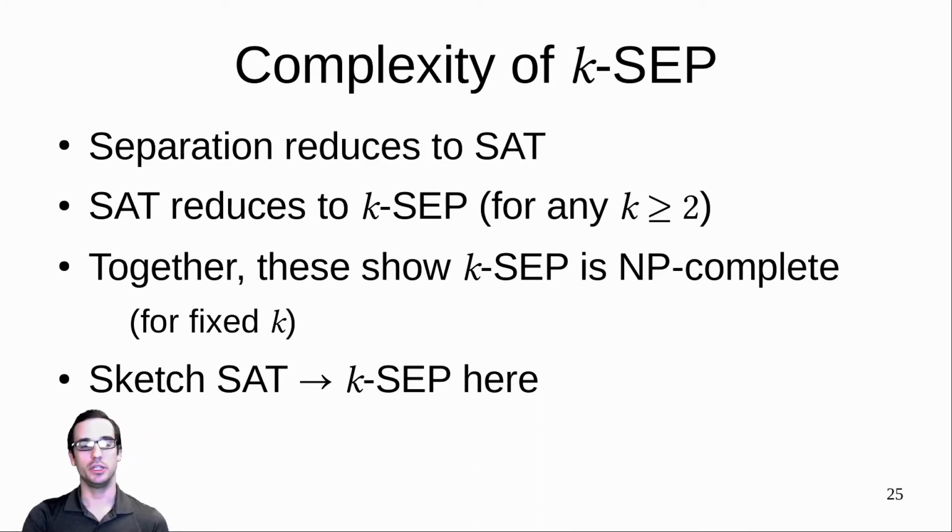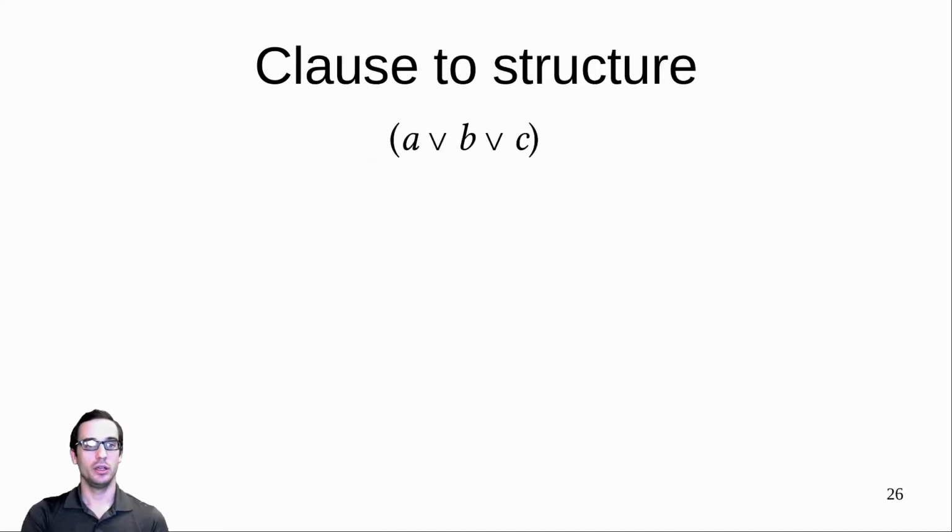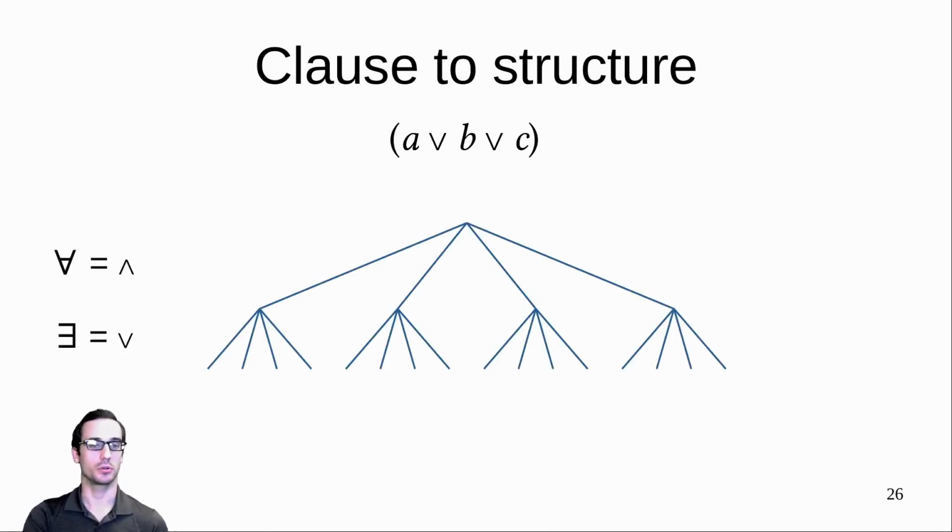If we let k be an input, then just verifying whether a separator is correct is already PSPACE complete. And I'm just going to very briefly sketch this reverse direction of the reduction here. So in the reverse direction, we're going to want to take a clause of a SAT query and turn it into a structure. So if we have A or B or C, for the prefix for all exists, we're going to turn this into a 4-element structure.